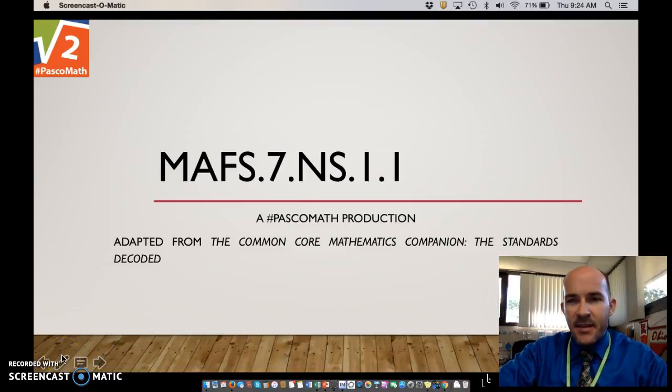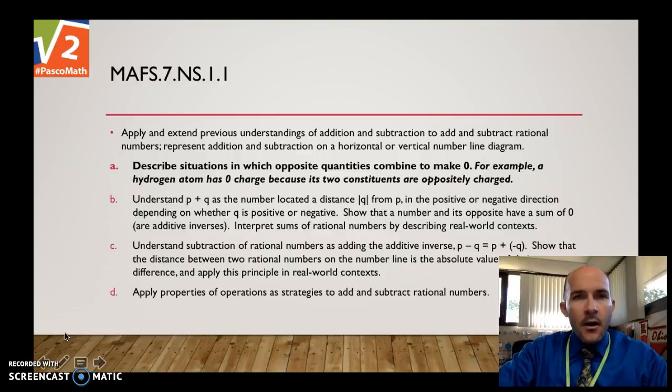Today we're going to look at 7.NS.1.1. We're going to unpack the standard, look at some things that the teacher should be doing in the classroom as well as the students, and then look at some common misconceptions and how to address those. So let's get started. 7.NS.1.1 is a large standard, and so we're going to break it up into 4 separate shorter videos.